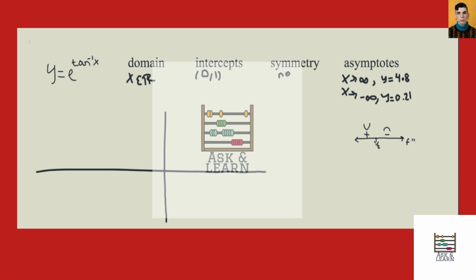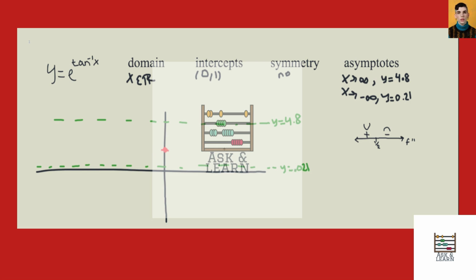So we have an intercept at (0, 1). So this would be (0, 1). We have an asymptote at y equals 4.8. So let's say this is y equals 4.8. And we have one at y equals 0.21, so let's say it's right here. All right, and now we can graph.